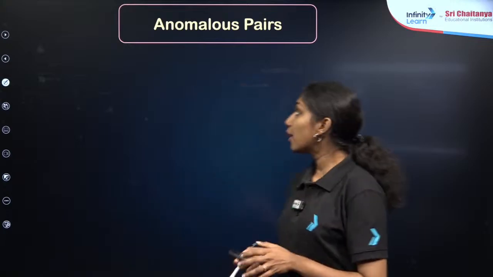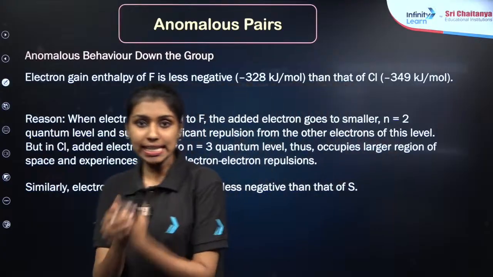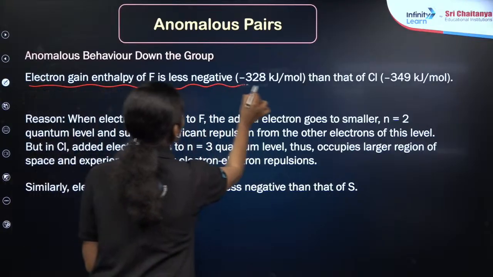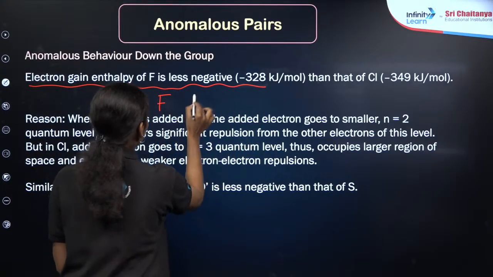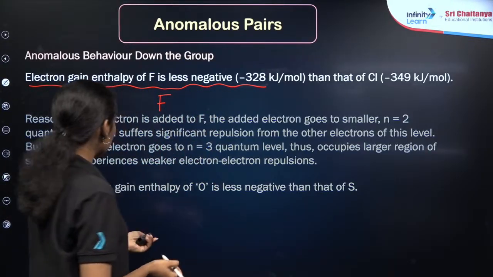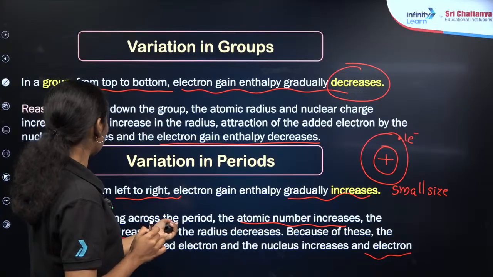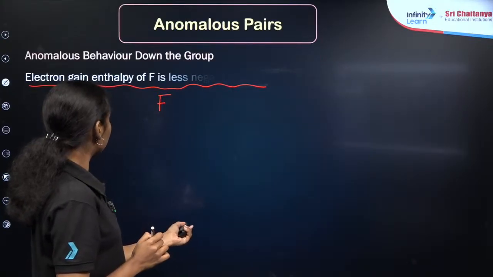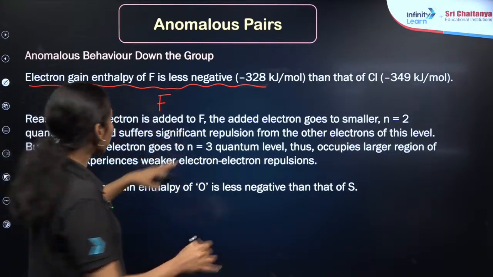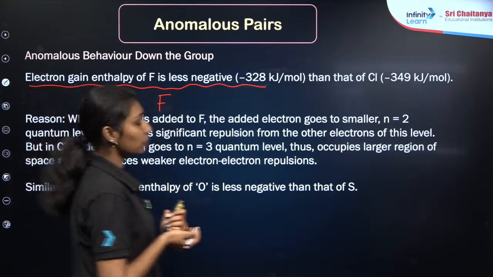Again, here also we can see some anomalous pairs. In general, in a group, what will happen? The electron gain enthalpy will change, right? But if I take the example of fluorine and chlorine, you will see that fluorine has a less negative electron gain enthalpy than chlorine. In the case of a group, electron gain enthalpy should decrease, right? From fluorine to chlorine, electron gain enthalpy should decrease. But you can see that the electron gain enthalpy of fluorine is less as compared to that of chlorine. What is the reason behind that?